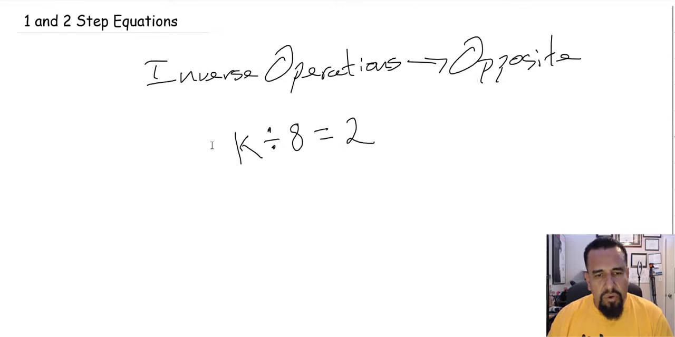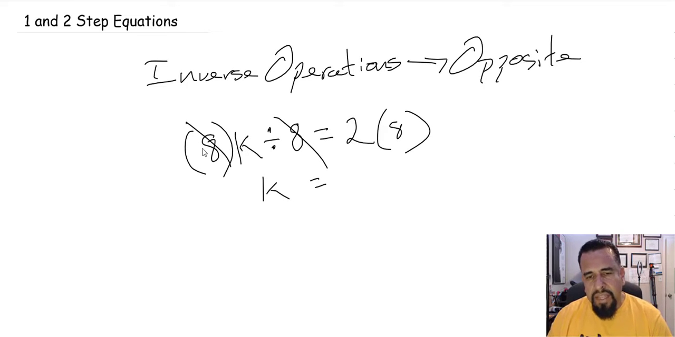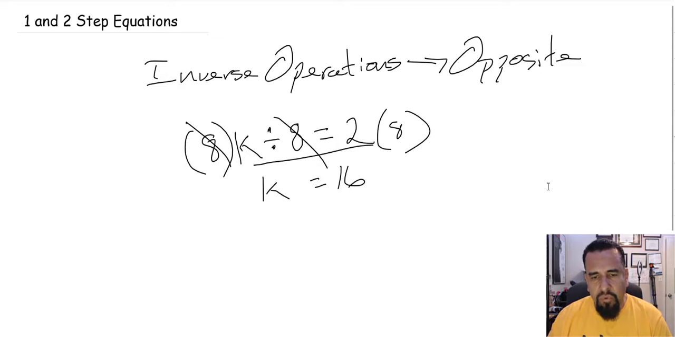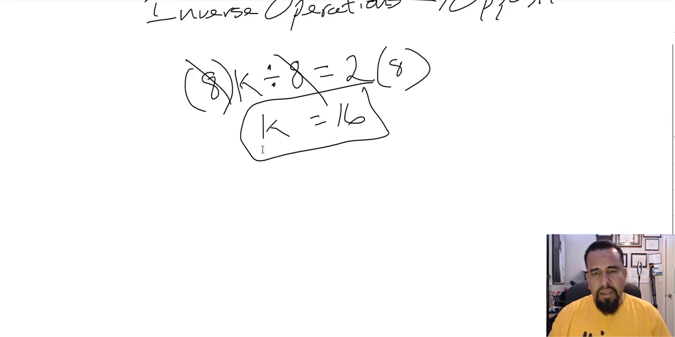So right here, multiply here by 8 and multiply here by 8. Now, these two 8s are going to simplify, leaving me k by itself. And this is just going to equal 2 times 8, which gives me 16. K equals 16.